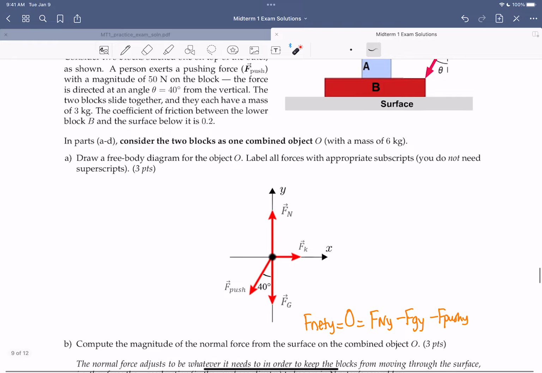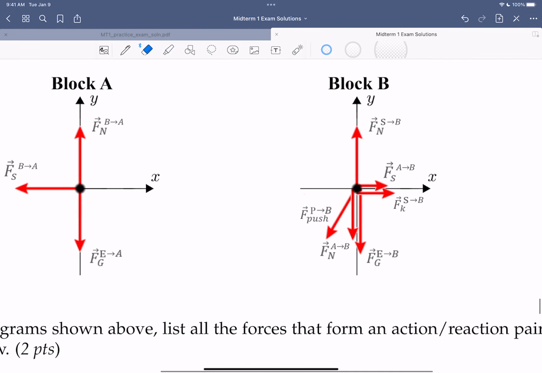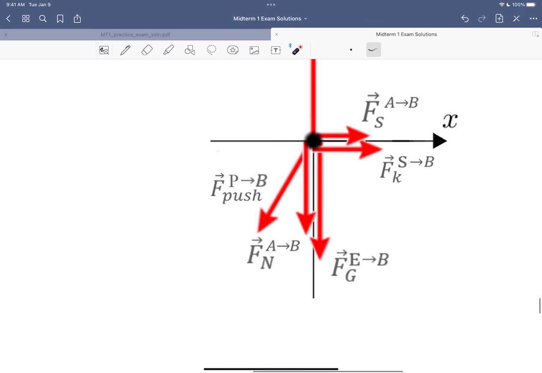And you can see that in the diagram there. So box B is the only one actually feeling the push force. Block A doesn't feel it. Box B is the one that feels the push force. So it feels the, you can say, hand on B, for example, right? Now that takes care of a lot of the forces in the Y direction, right?